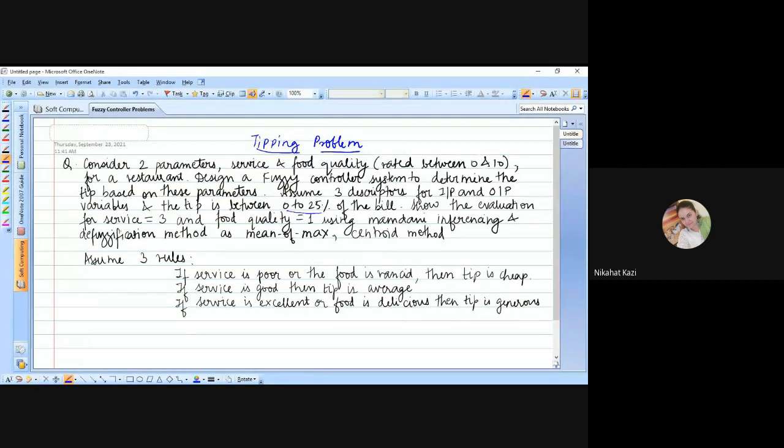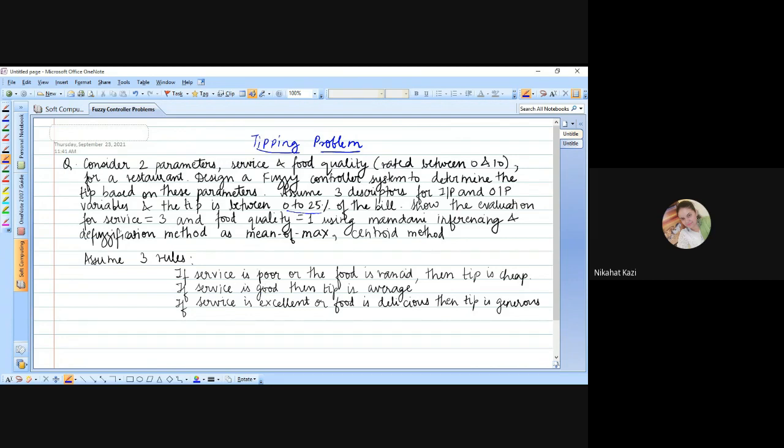Okay. Now, what else you have to do here is, if you look at the kind of rules used here, whatever rules we have written so far, we have always used the AND operator to combine the two fuzzy sets, or the fuzzy descriptors.